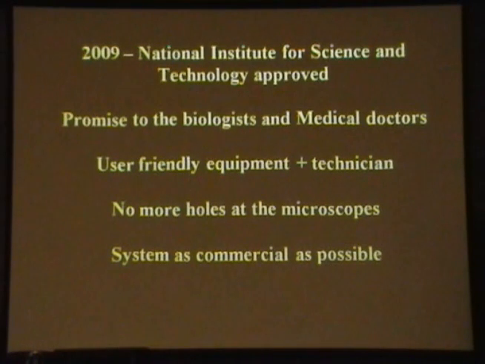In 2009, we applied for the National Institute for Science and Technology. It was approved, and it was me and a bunch of biologists and medical doctors, and they told me I had to promise that I would only buy user-friendly equipment. They looked at my lab and said, I don't want this. Only you guys can work with that. Plus, hire a technician and do not punch any more holes in the microscopes. So we can buy the microscopes, but we cannot destroy them. And make the system as commercial as possible.